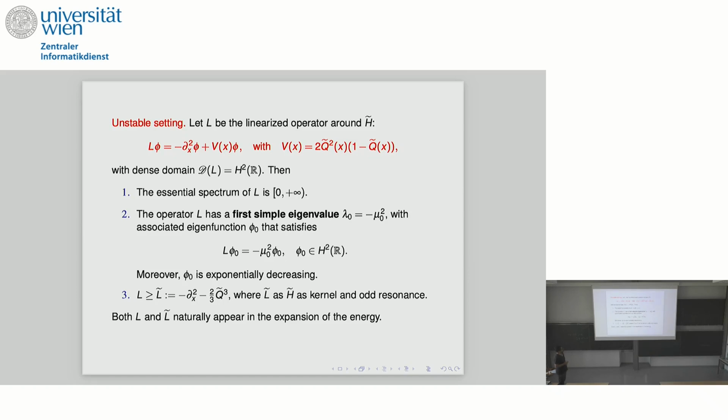So that's nice. And something that is interesting is that this operator L is bounded below by another operator called L tilde, which is just this. And both L and L tilde are related. They appear in the energy. But L tilde is in some sense the worst case, where we have H tilde as the kernel of this operator, but it is also an odd resonance. So it's a very bad setting. Fortunately, sometimes you can work with L, and sometimes you need L tilde to say, okay, you can go no lower than this part.